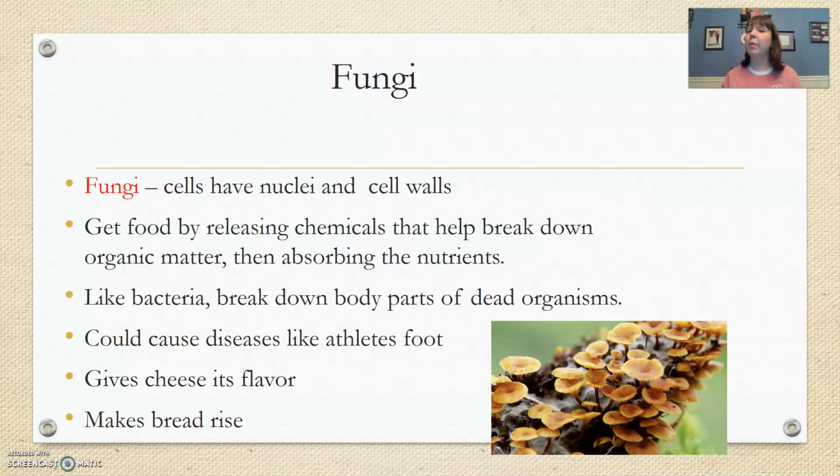Now, fungi gets a little bit more complicated. Their cells do have a nucleus, but they still have a cell wall. Now, fungi don't create their own food like some of our phytoplankton, or later like plants will, but they will get their food by releasing a chemical outside their bodies to help break down the organic matter around them and then absorbing those nutrients through their bodies. So like bacteria that we were talking about, they can break down dead organisms and help recycle those nutrients back into the system.